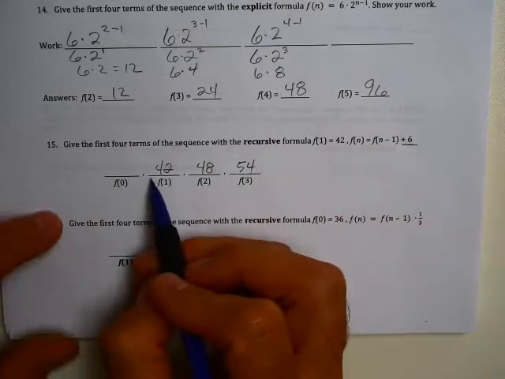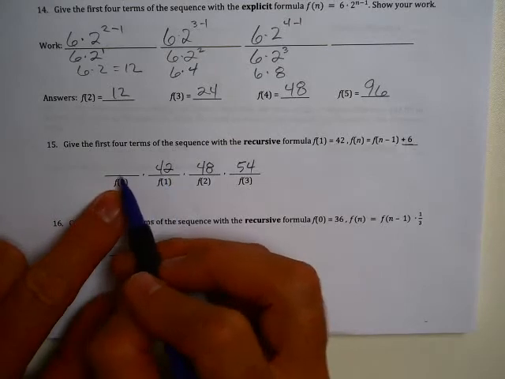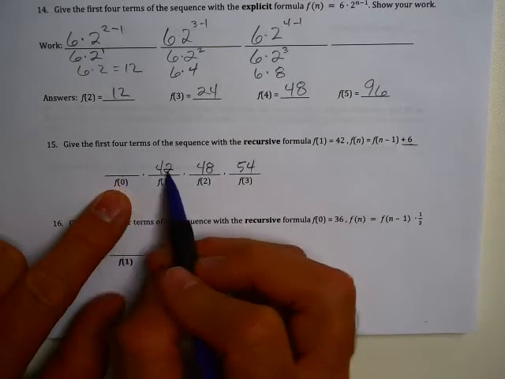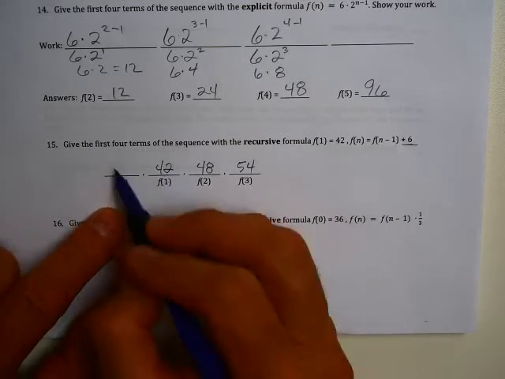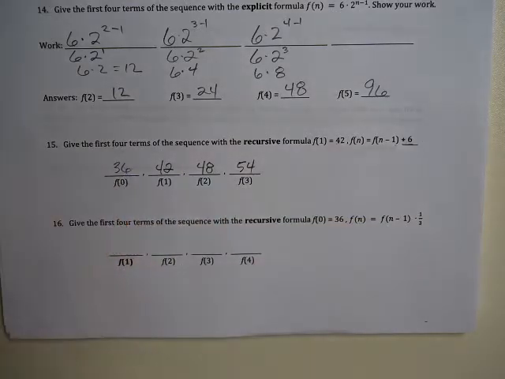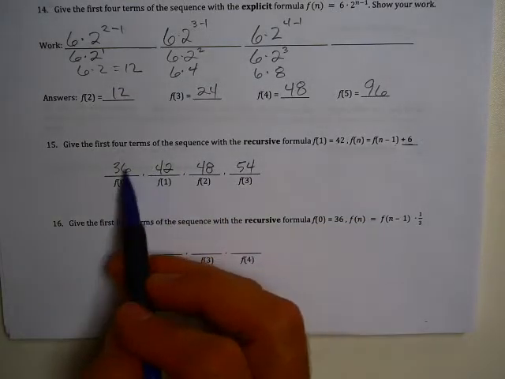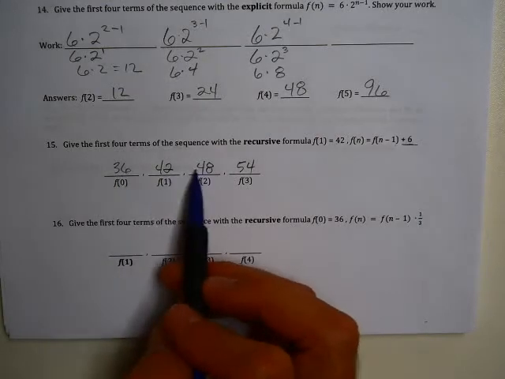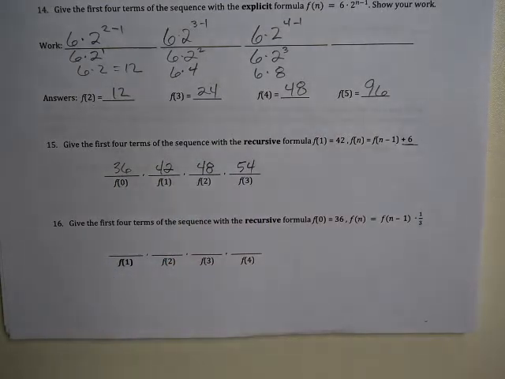But I can also take that pattern backwards. What would have had to been here to add 6 to it to get to 42? Well, that would be 36. Okay, so I'm taking 6 away to go backwards, adding 6 to go forward in the pattern.